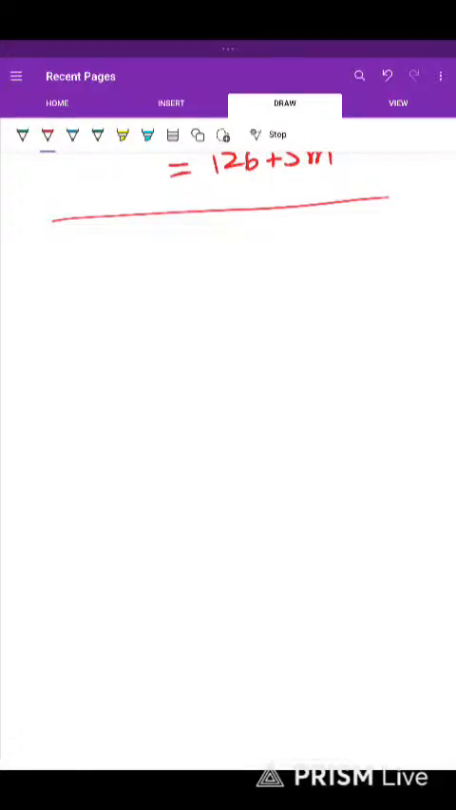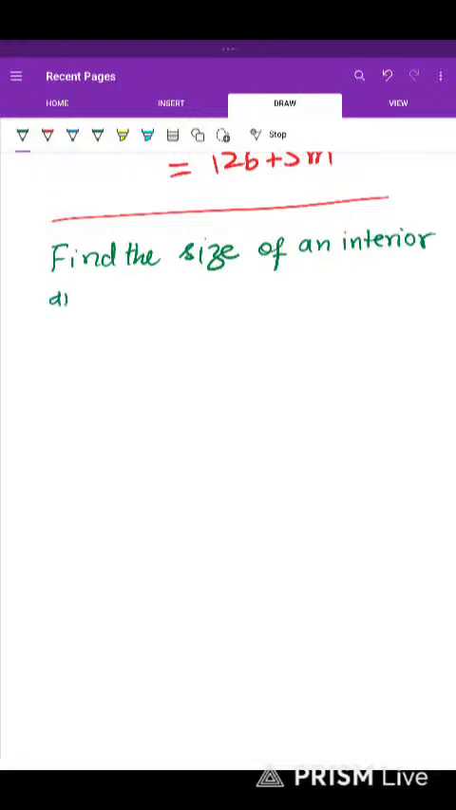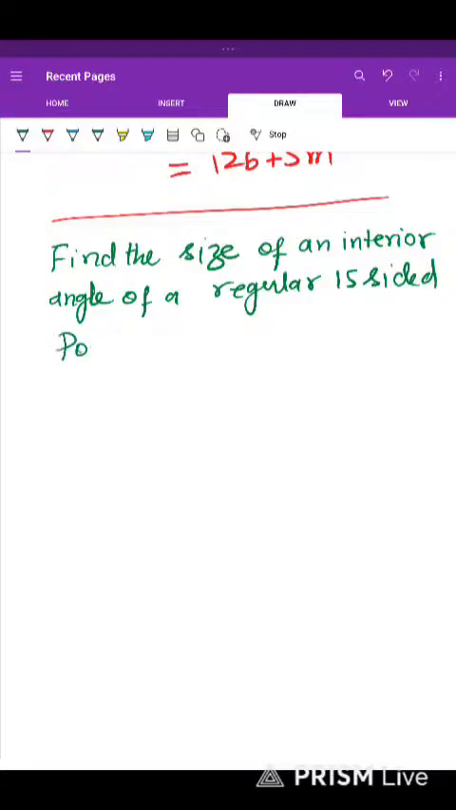And now we have another question. Here, let us crack it. Find the size of an interior angle of a regular 15-sided polygon.